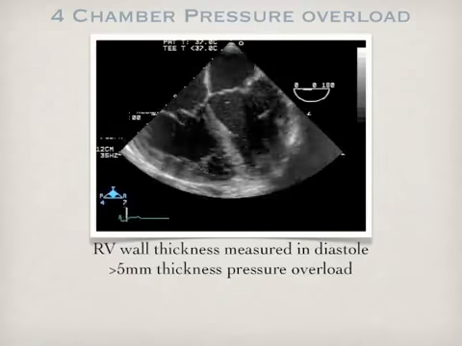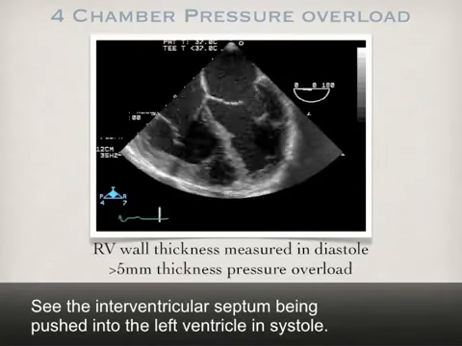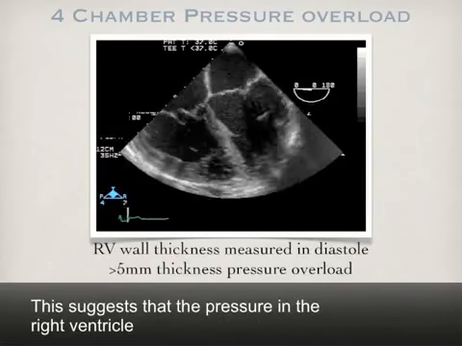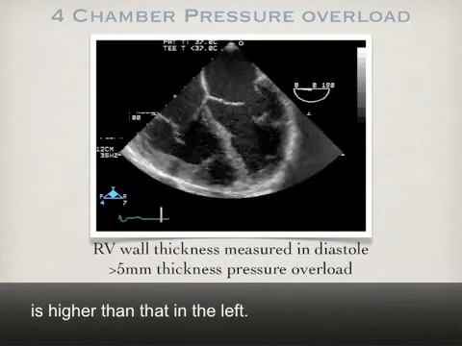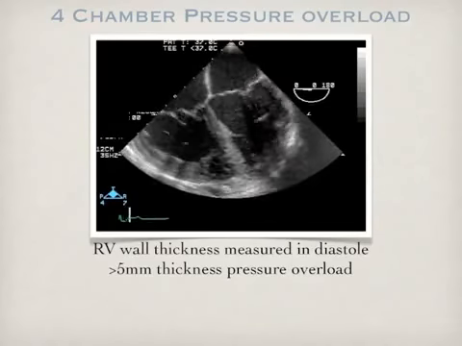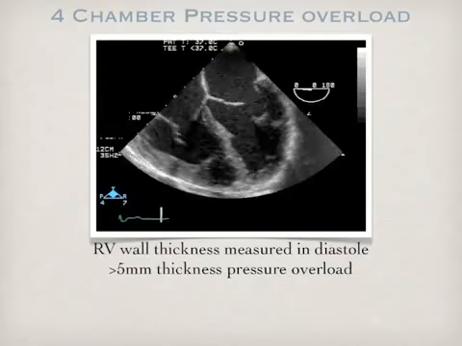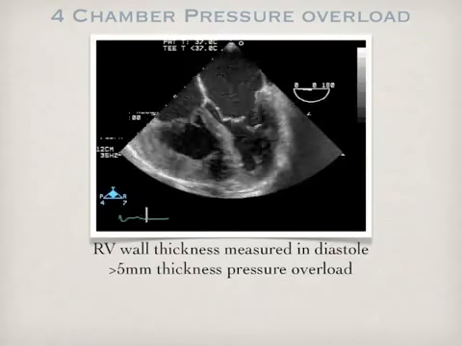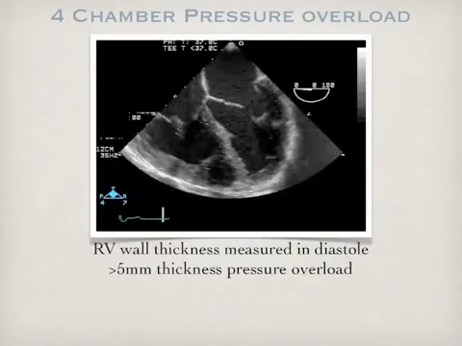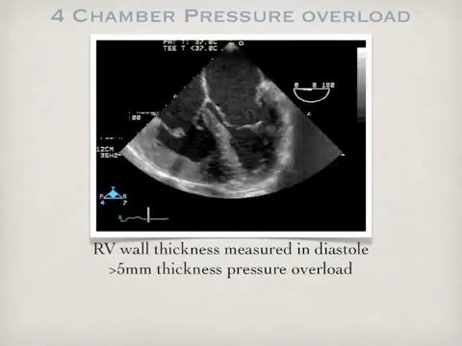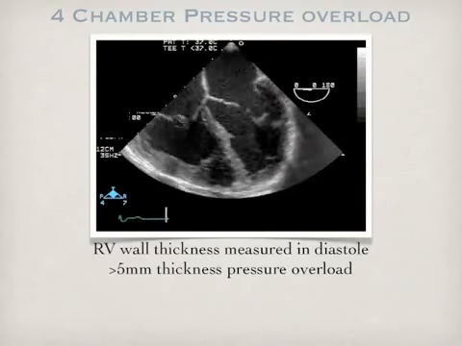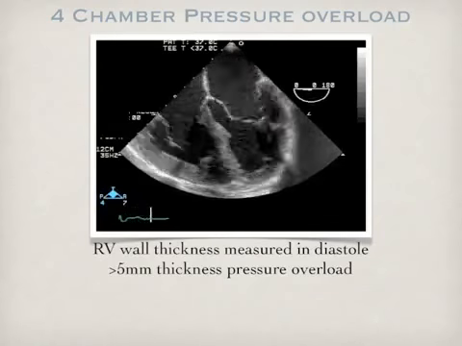In this 4-chamber view, we see the interventricular septum being pushed into the left ventricle in systole. This suggests that the pressure in the right ventricle is higher than that in the left. The same can be said of the interatrial septum, which is also bowed to the left atrium, suggesting high right atrial pressures. RV wall thickness is measured in diastole. A measurement of over 5 millimeters suggests hypertrophy, consistent with chronic pressure overload.